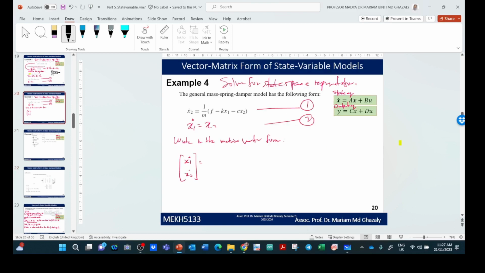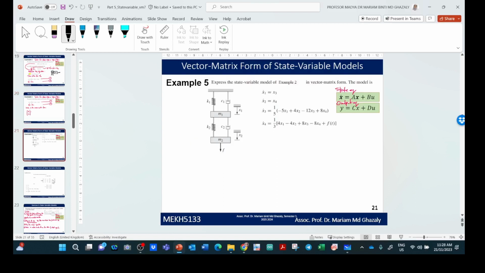Okay, so this one you can try at home. This one is given directly, a mass spring damper with this following x2 dot. So come up with the equation. Okay, so how do we go about this equation? For example, any question?